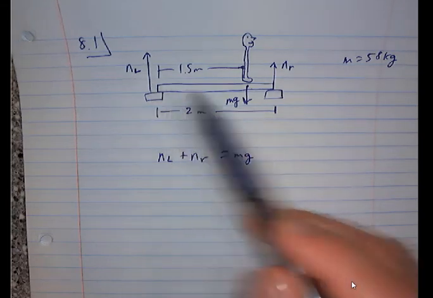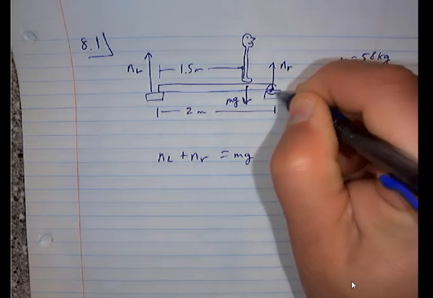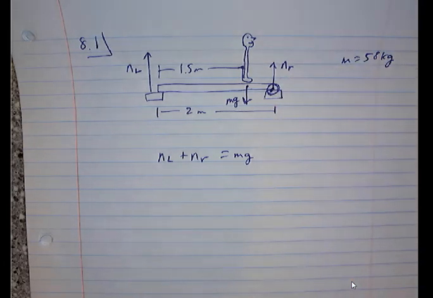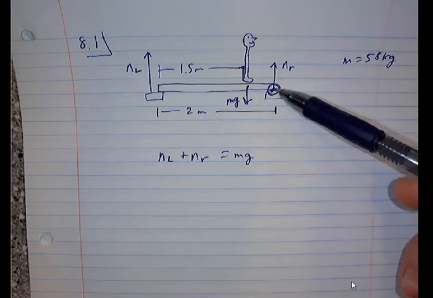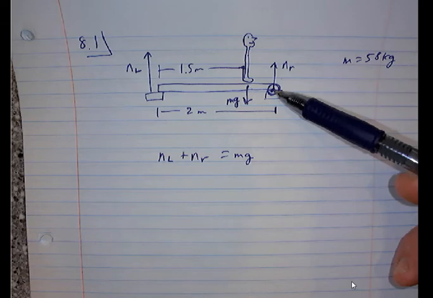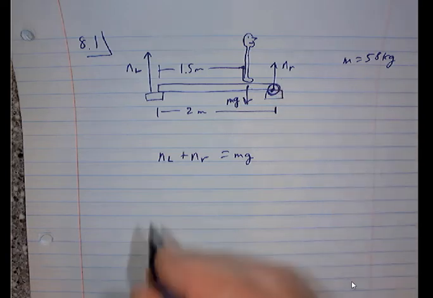So again, I don't know normal left, I don't know normal right. Let me pick this as the pivot point. And then the forces about that pivot point have to be balanced. The nice thing about picking this as the pivot point is normal right at the pivot point doesn't produce a torque. Right, it's right at the pivot point. So let me write this and then we can talk about it.